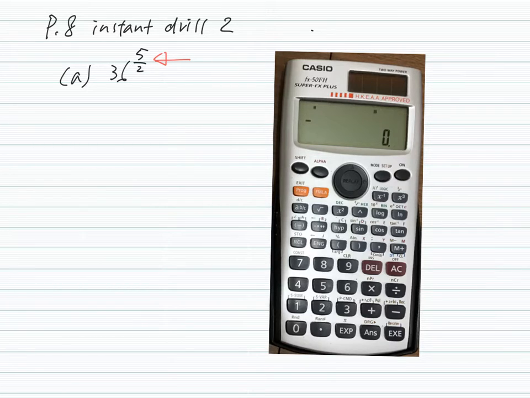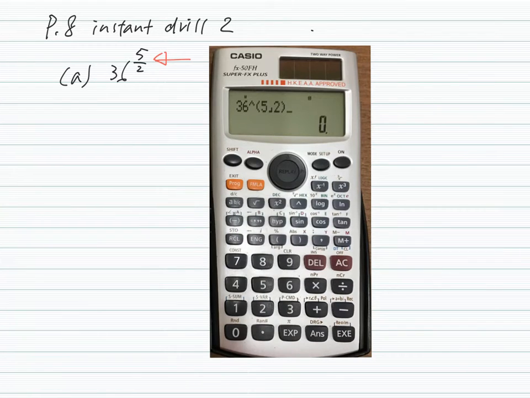So for this case, I will need to press in 36 to the power of 5 over 2. That's how to input the process. After you press this, you see the display gives you something like this now. And so the answer is 7,776. Similar things work on parts B, C, and D, but let's do one more now.